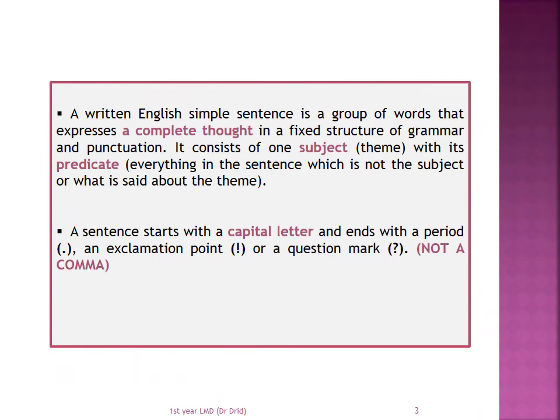On the basis of our discussion, we can now define the simple sentence. A written English simple sentence is a group of words that expresses a complete thought or idea in a fixed structure of grammar and punctuation. It follows rules of grammar and punctuation. It consists of one and only one subject, which is the theme or the topic, with its predicate. In other words, everything in the sentence which is not the subject, or what is said about the subject or the theme.